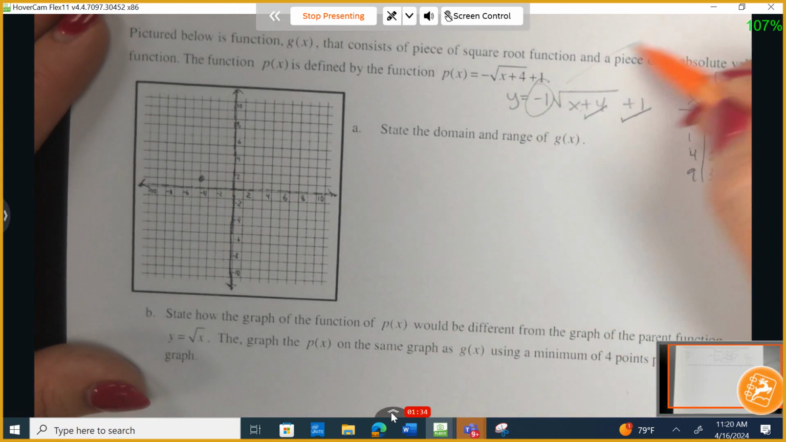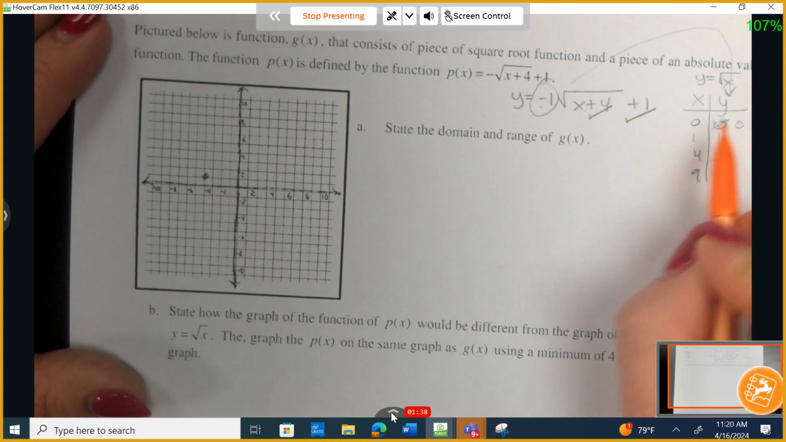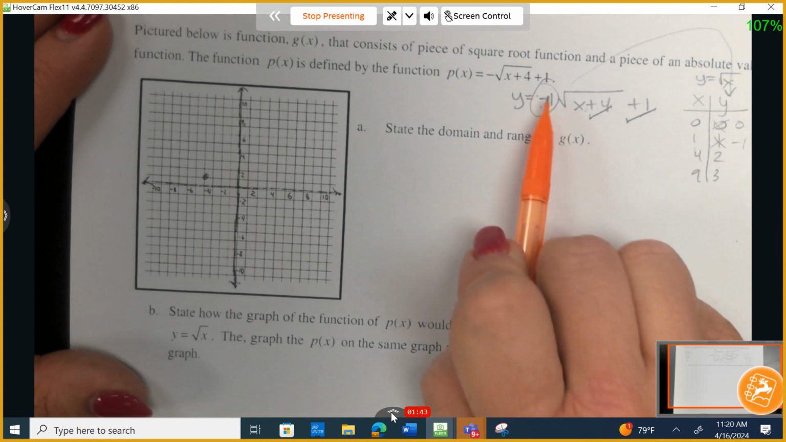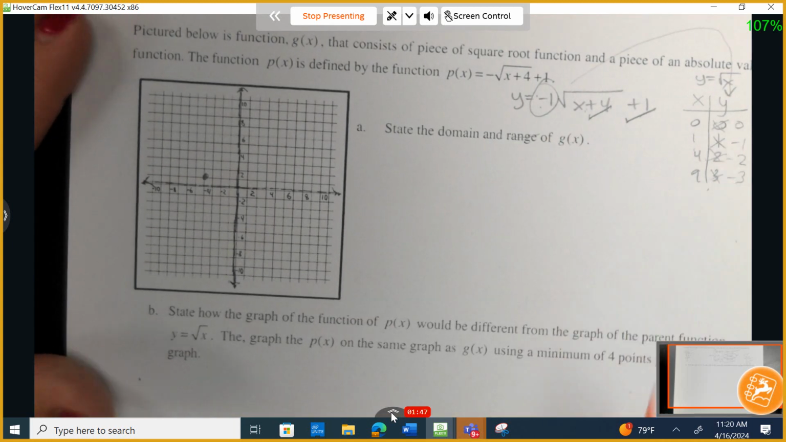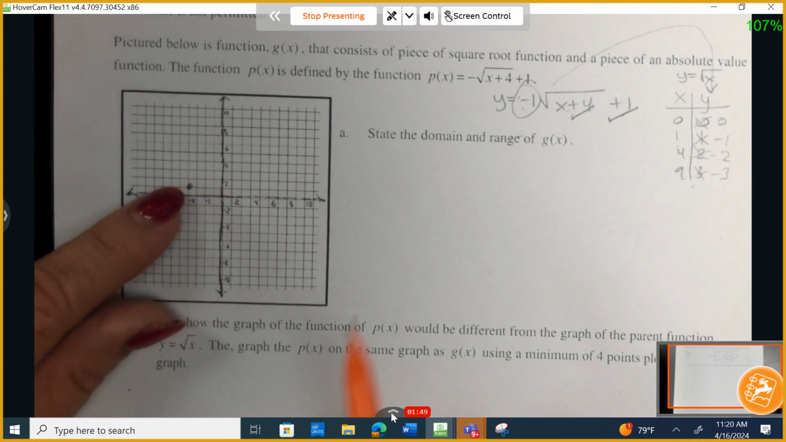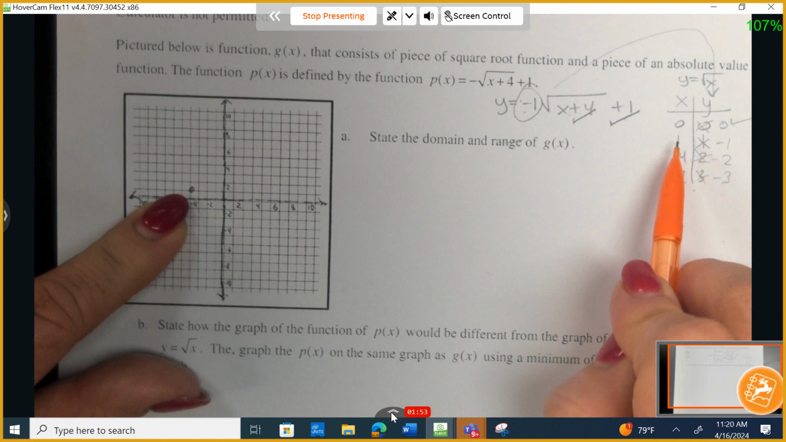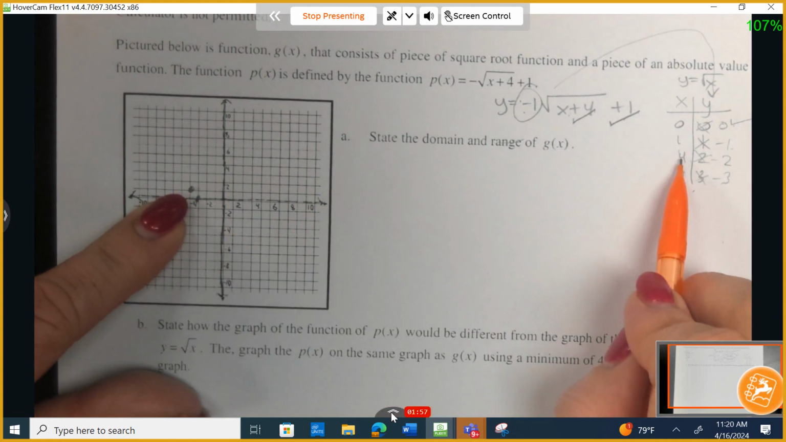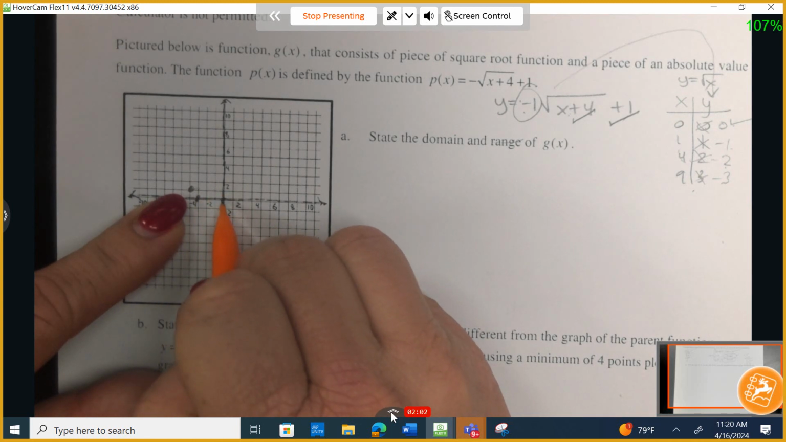Now each of these needs to be multiplied by the negative 1. 0 times -1, 1 times -1, 2 times -1, and 3 times -1. What does this mean? So from this point, I'm going to go right, so 0, 0 is already there. I'm going to go right 1 and down 1. Right 1, down 1. Then I'm going to go right 4 and down 2. 1, 2, 3, 4, and down 2.